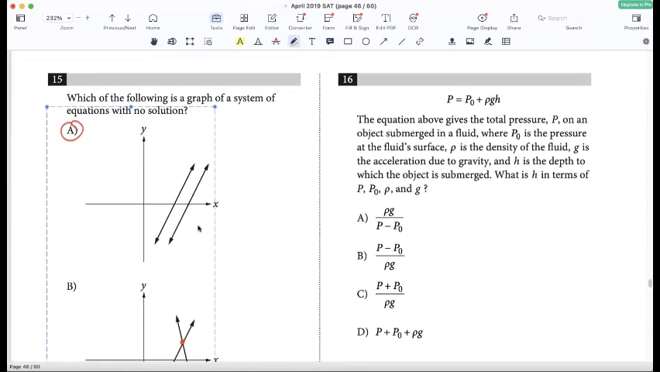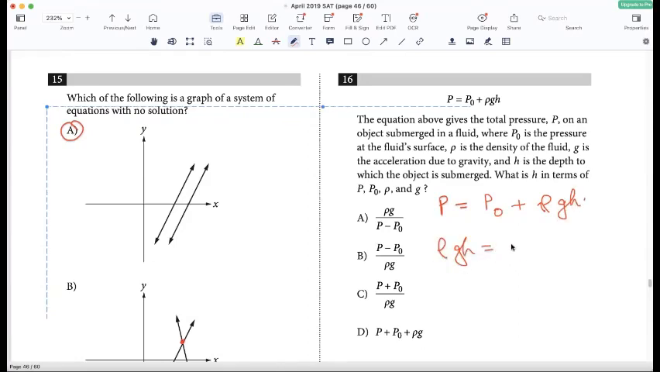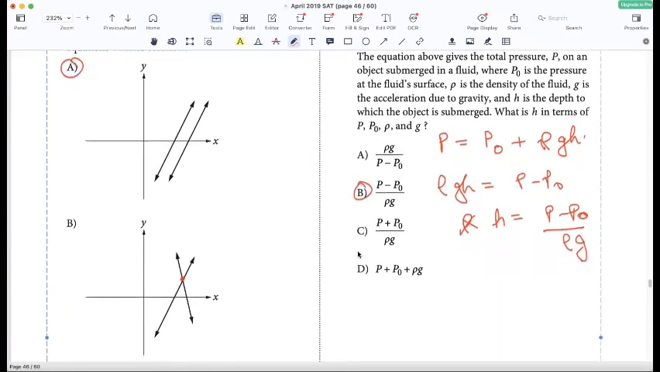The equation above gives the total pressure P on an object submerged in a fluid, where P naught is the pressure at the fluid surface, rho is the density of the liquid, g is the acceleration due to gravity, and h is the depth to which the object is submerged. What is h in terms of these? Okay, so P is P naught plus rho gh. So rho gh is P minus P naught. So we have to find h. So h is P minus P naught divided by rho g.